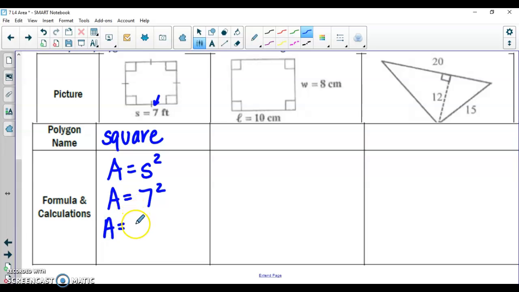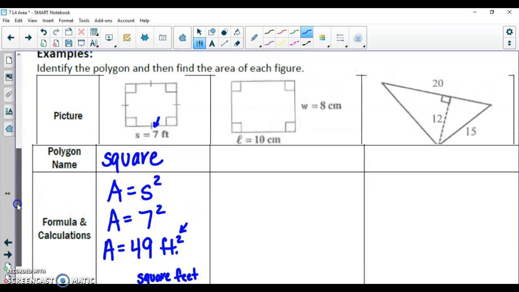Our final step is to calculate. 7 squared really means 7 times 7, which gives us 49. We also need to include units here. Because we're talking about square units, we write that out as feet, and then we put a little exponent 2 on it. This is the more preferred method. You are also welcome, if you're typing this out on ClassKick, if you're virtual that day or whatever, to write out square feet as well, but this is going to be the preferred method when you're writing things down, and that's the way that you'll see it on paperwork for other things.